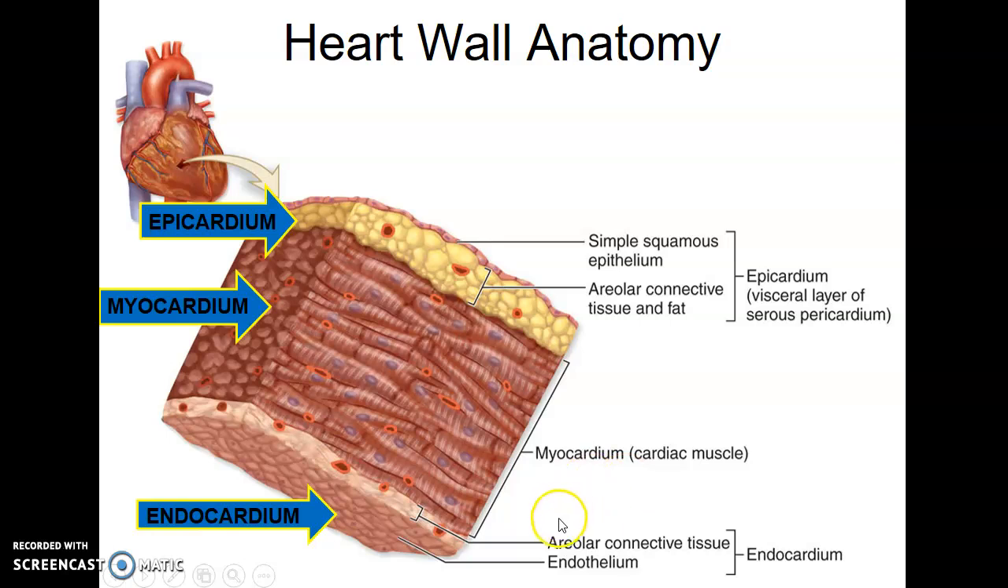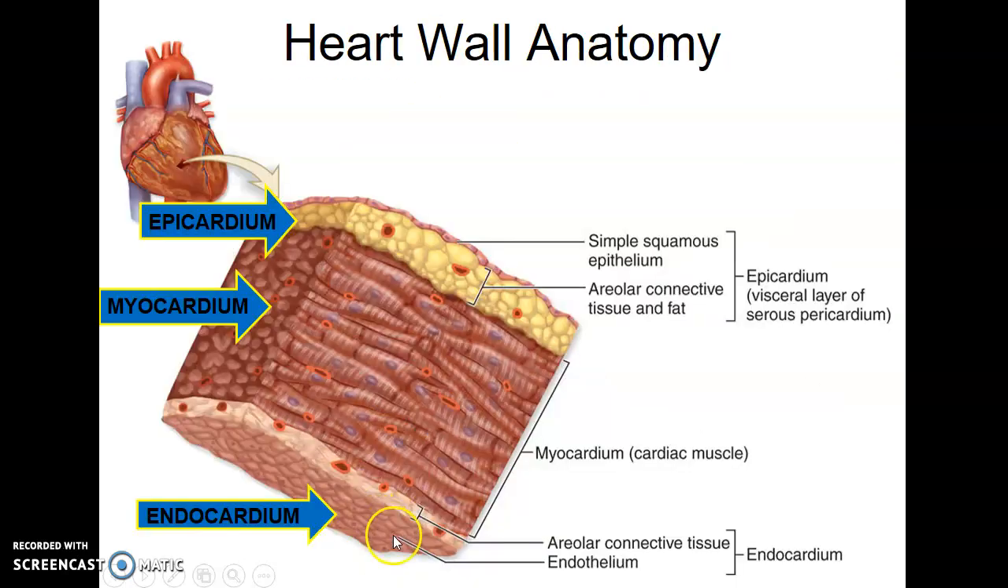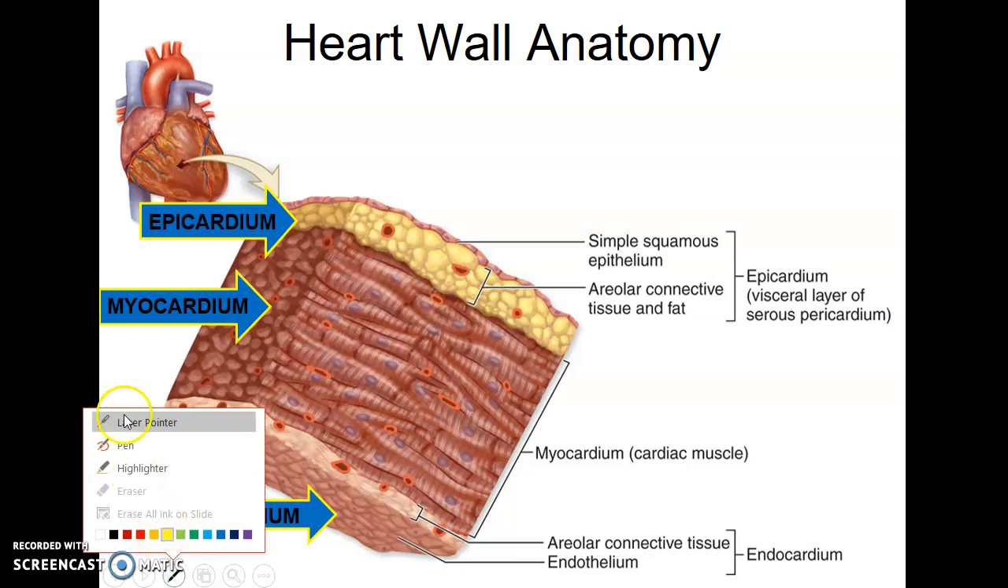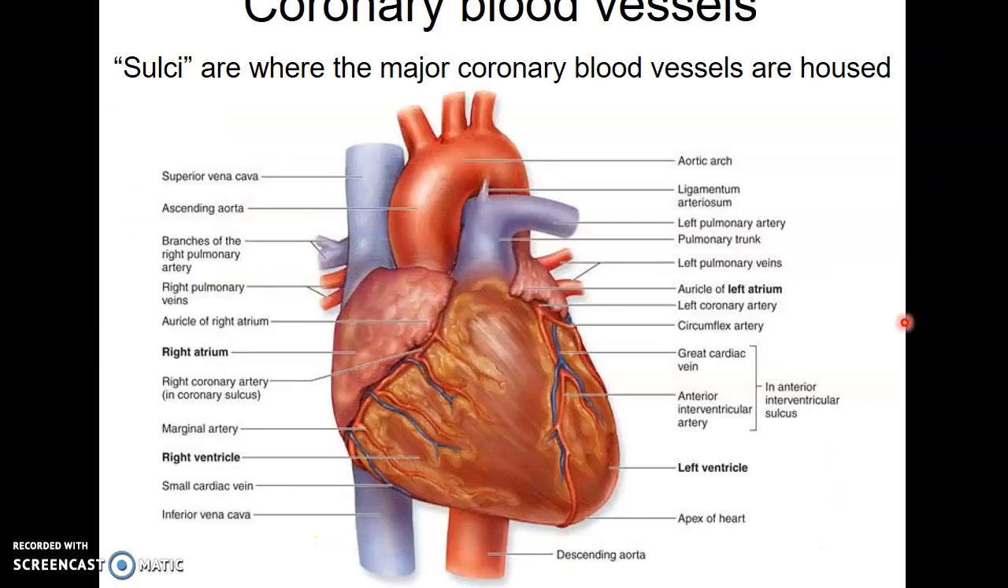When we take a look down here, we have our areolar connective tissue, and then the endothelium here on the inside. Let me get my pointer again. So we have our areolar connective tissue, and then our endothelium, which is made of epithelial cells, and that's our endocardium right there. So three layers: epicardium, myocardium, and endocardium. And that's what we're going to want to remember.